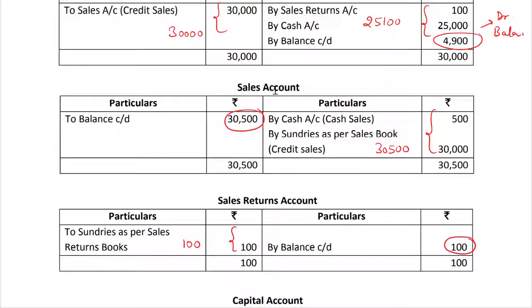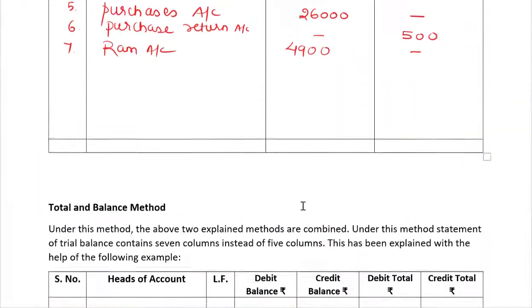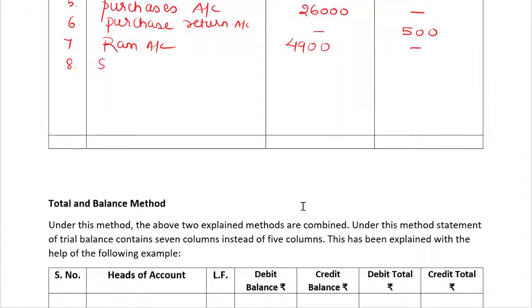After Ram account, we have sales account. Now sales account, this is again a credit balance. Sales account credit balance 30,500. Sales return account debit balance 100, because it is a debit balance.